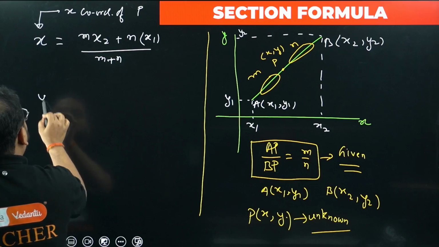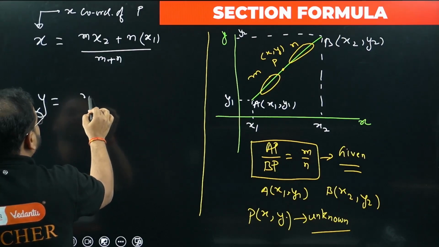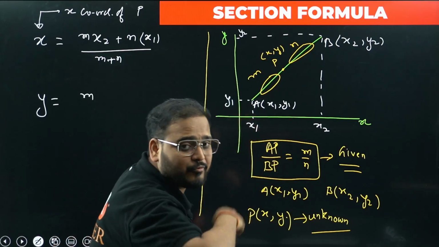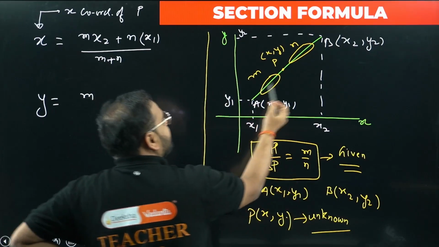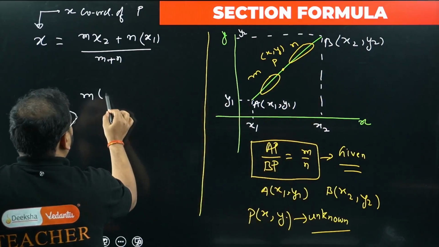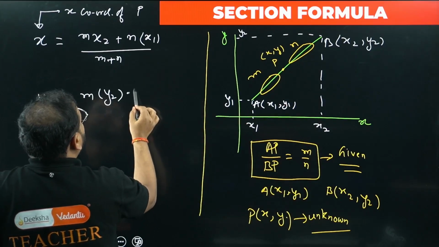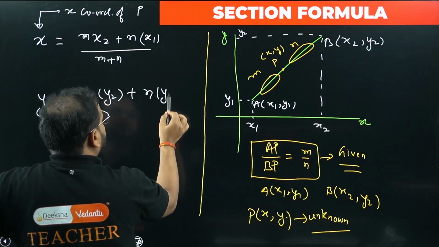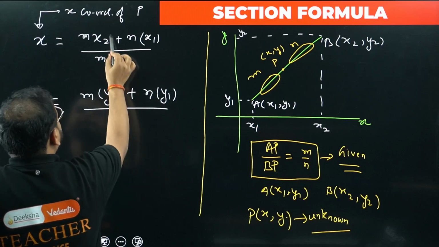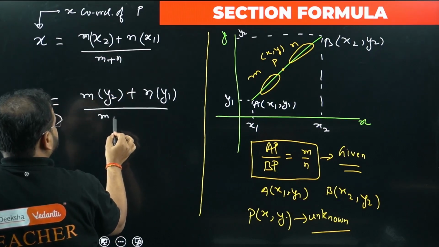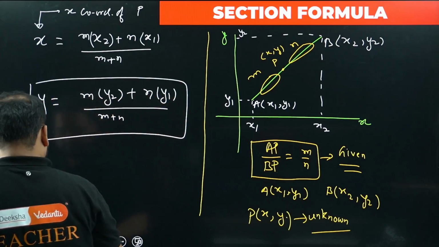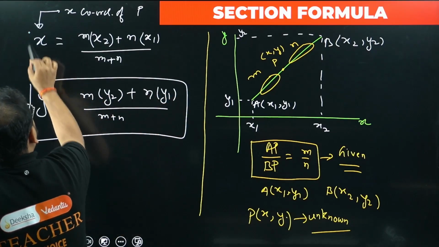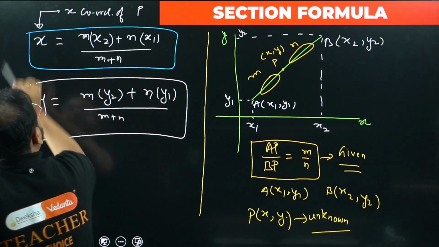In the same way you can write the formula for y also. Again we'll take the ratio m and the farther point's y coordinate, so my2, plus n times y1, divided by the same thing, m plus n. Please check. Simple, right? Very simple.